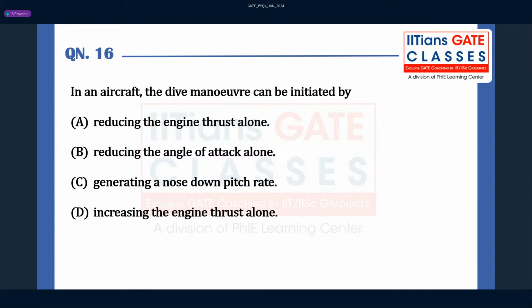Take this problem. In an aircraft, the diving maneuver can be initiated by: reducing the engine thrust alone, reducing the angle of attack alone, generating a nose down pitch rate, or increasing the engine thrust alone. So you have to understand what the dive maneuver is. Let's imagine you are diving in a swimming pool, which means you are falling down with your head down. For an aircraft, diving basically means your nose has to be down.